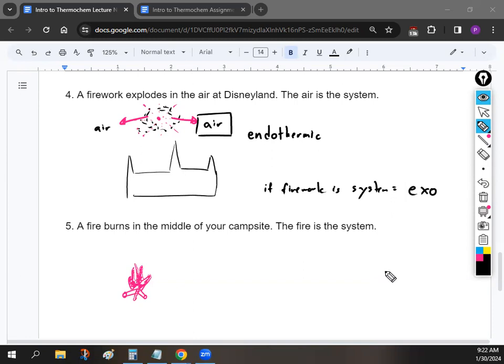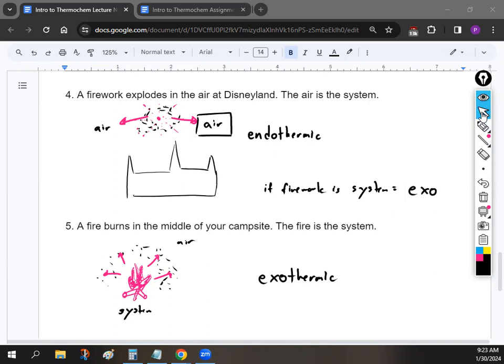Okay, let's look at 5. So, fire is burning in a campsite. So the fire is obviously surrounded by more air. I guess you can see a general trend here with these problems. It's all about air. Now, obviously the fire is hotter than the air. So the fire is giving energy into the air around it. This time, the system is the fire, and the fire is releasing energy. So this is an example of an exothermic process.